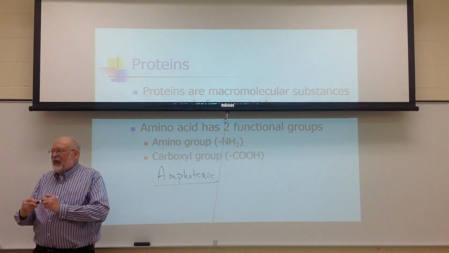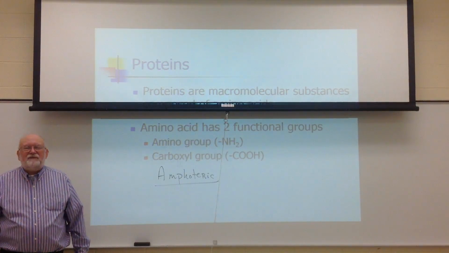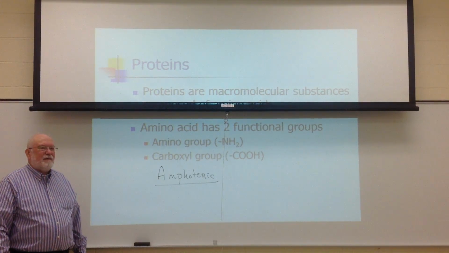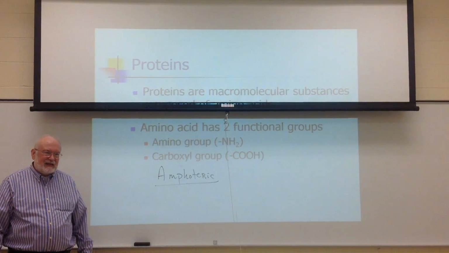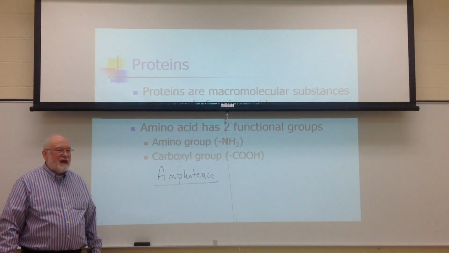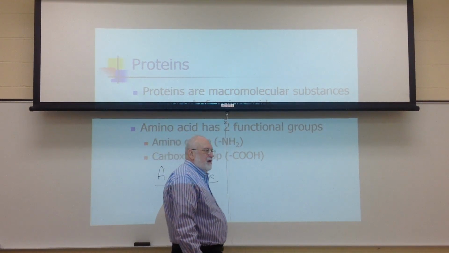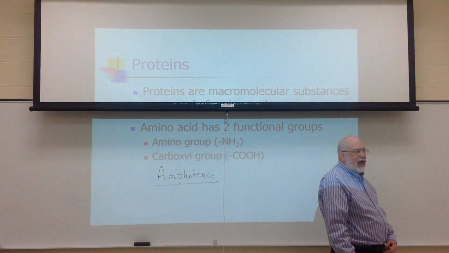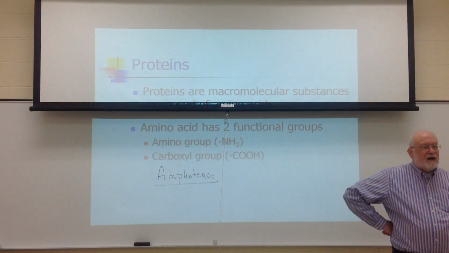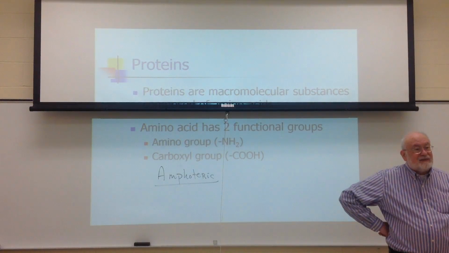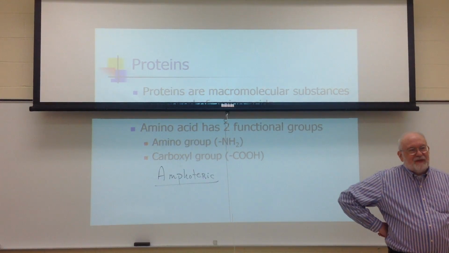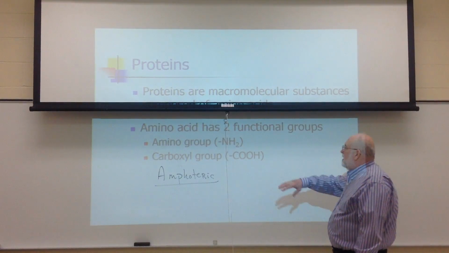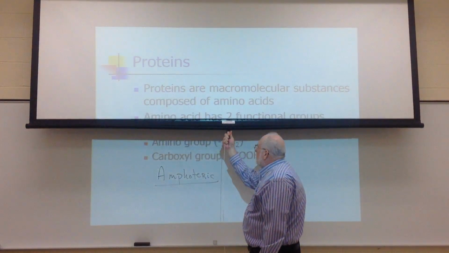Amphoteric. So anything that is amphoteric has the properties of both an acid and a base. Okay? So amino acids are amphoteric. They have the properties of both an acid and a base. What part accounts for the acid properties? The carboxyl group. What part accounts for the basic properties? The amino group. Right. Okay, so there we go.